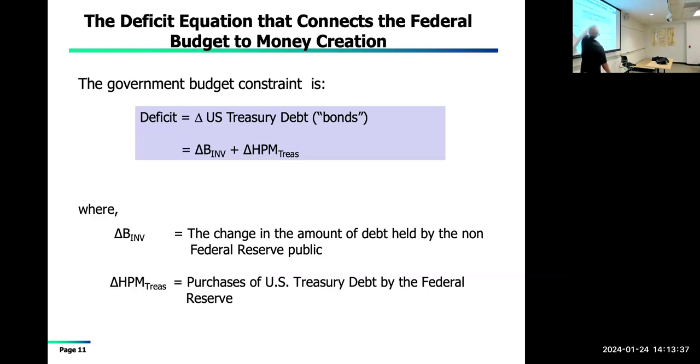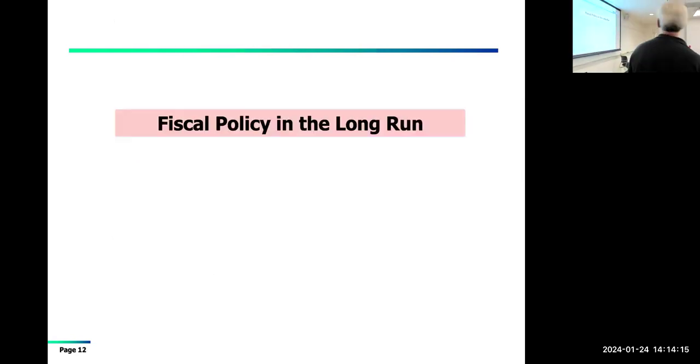The deficit is the change in the treasury debt, which means the change in the bonds that they've issued, versus the bonds bought by the public and the bonds bought by the Federal Reserve. When people talk about them printing money, the term is the Federal Reserve buying bonds. It's hard to believe. You mean that's all that is? That's what they meant? Yes, that's what they meant. Okay, so it is the change in the amount of debt held by the non-Federal Reserve public and purchases of U.S. Treasury debt by the Federal Reserve.